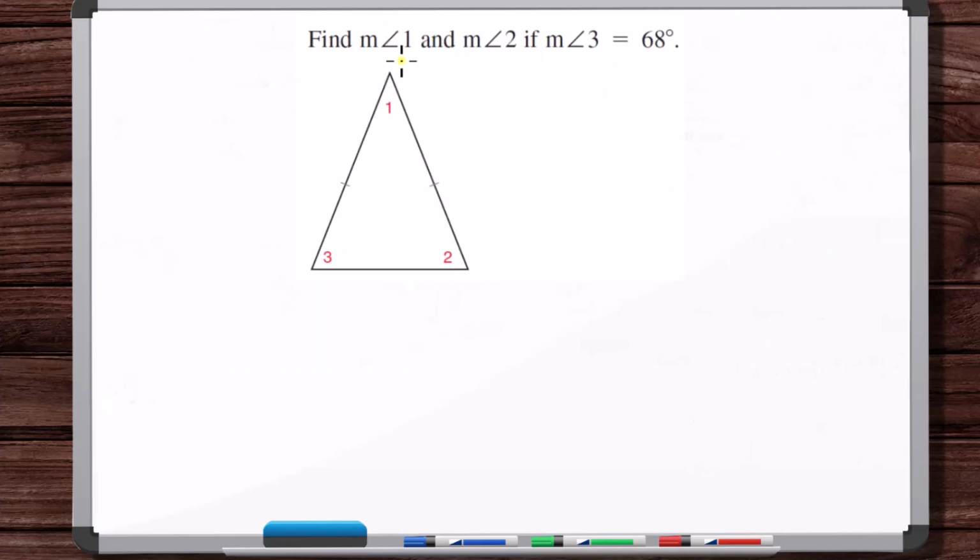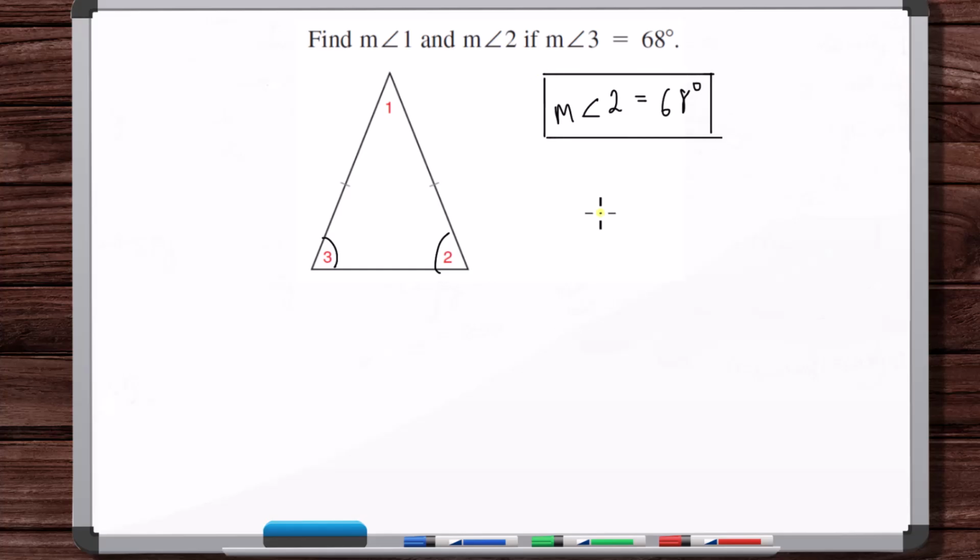All right, find the measure of angle 1 and the measure of angle 2 if the measure of angle 3 is 68 degrees. We can see with these marks here that this is an isosceles triangle with vertex angle 1 and angles 2 and 3 base angles. So we know that angle 2 is congruent to angle 3. Therefore, the measure of angle 2 is 68 degrees, because that's the measure of angle 3.